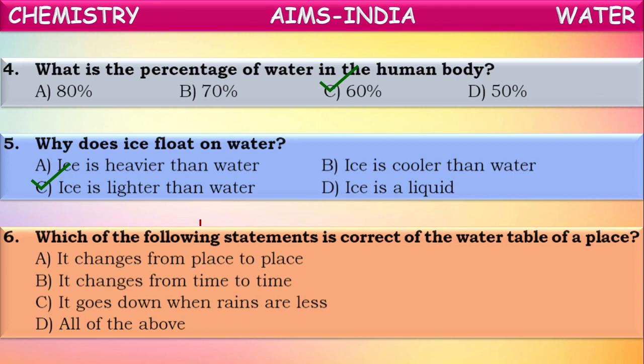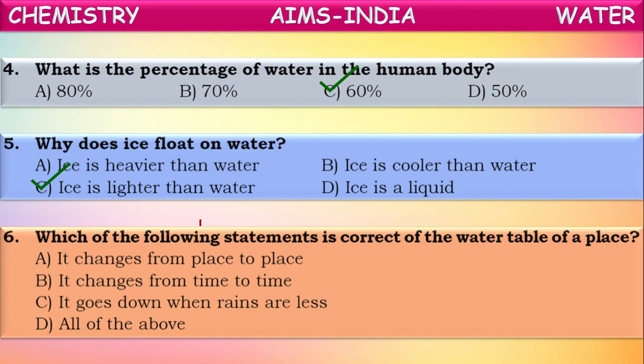Okay, next one. Which of the following statements is correct about the water table of a place? They're asking about the water table here. See which statements are correct about the water table. It changes from place to place. Of course, it changes from time to time. Yeah, it is also correct because in rainy season, more rain occurs and hence more water seeps into the soil.